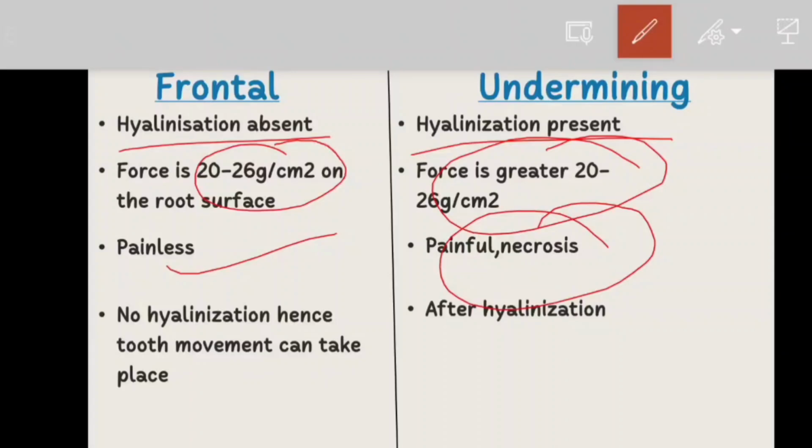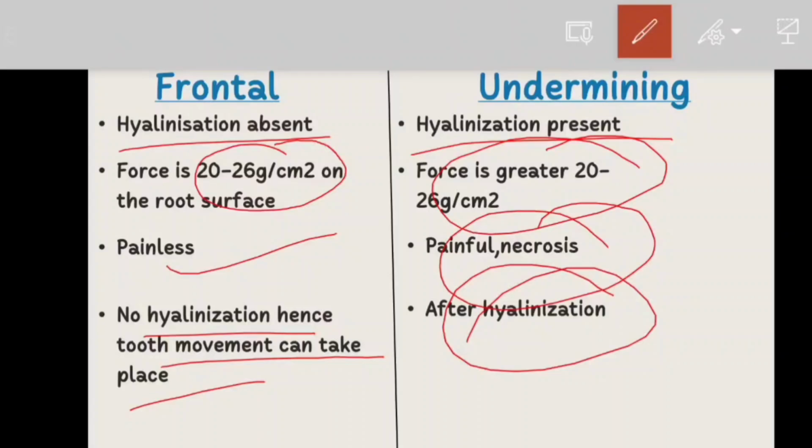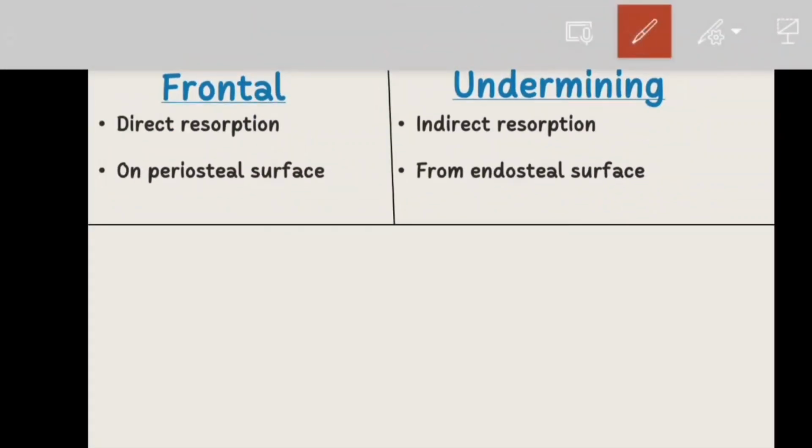Now in frontal resorption, there will be no hyalinization, hence tooth movement can take place. While in undermining resorption, tooth movement takes place after the hyalinization. In frontal resorption there is direct resorption, that is bone is removed directly where the tooth is moving, and in undermining there is indirect resorption, that is bone is removed from the distant marrow area first. Now the surface of the resorption: in frontal resorption, bone resorption occurs on the periosteal surface, while in undermining resorption, the bone resorption occurs on the endosteal surface.